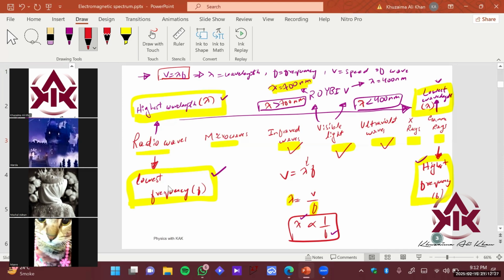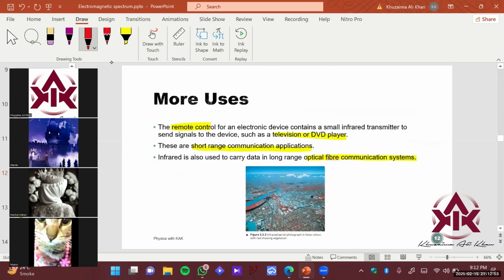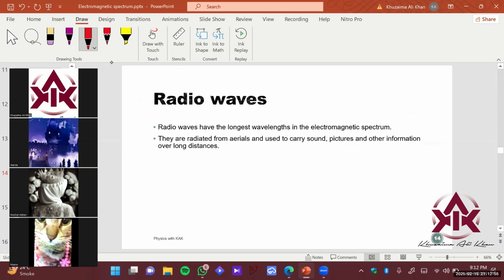Higher wavelength means it can travel a longer distance. Higher frequency means it has high energy. So this wave has the greatest wavelength and smallest frequency, therefore it can travel the greatest distance, and therefore it is used in communication. It has a longer wavelength in the electromagnetic spectrum over here.